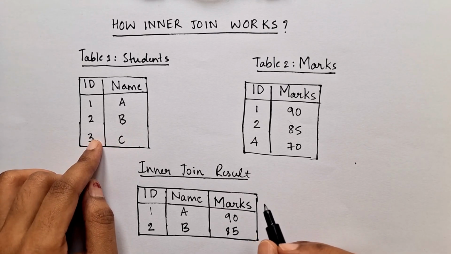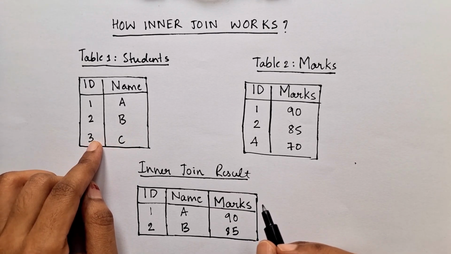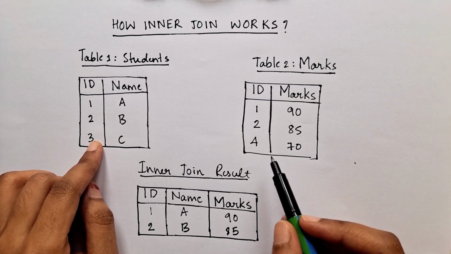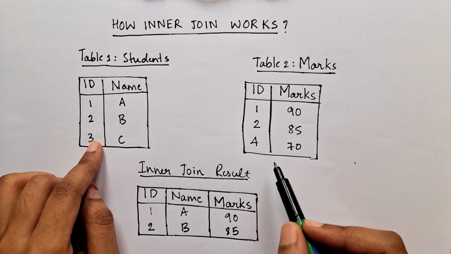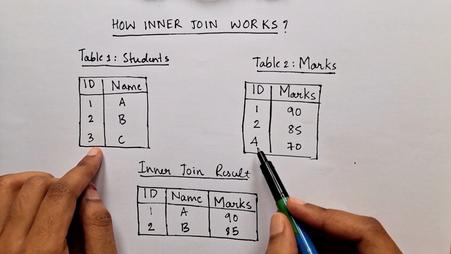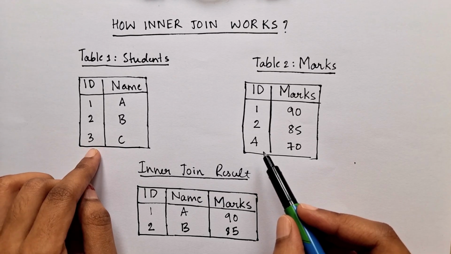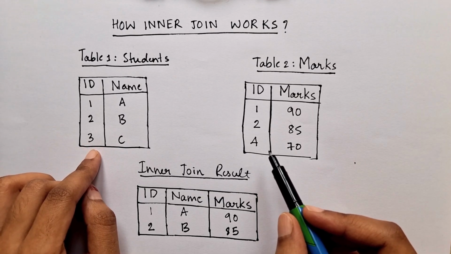Now look at ID 3. It is present in students table but it is not present in marks table. So this is not a match and it will be ignored. Similarly, ID 4 is present in marks table but not in students table. So this will also be ignored.